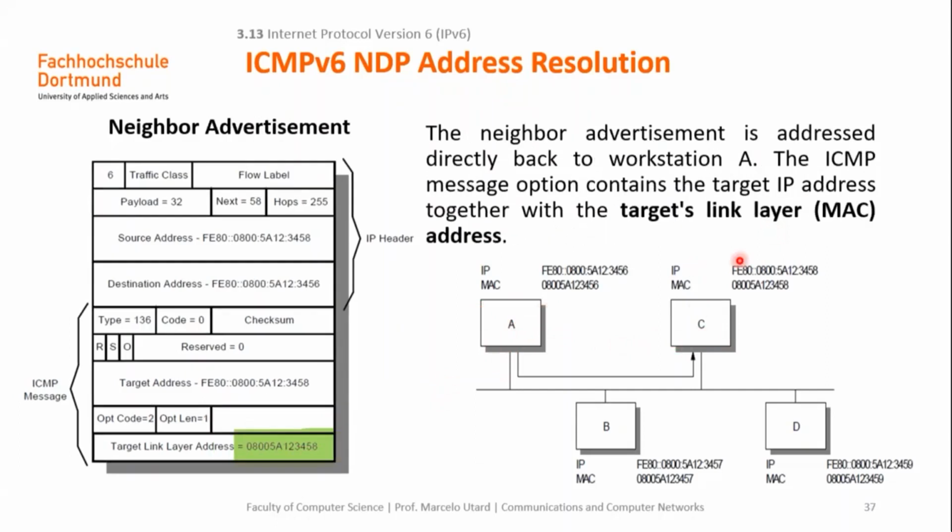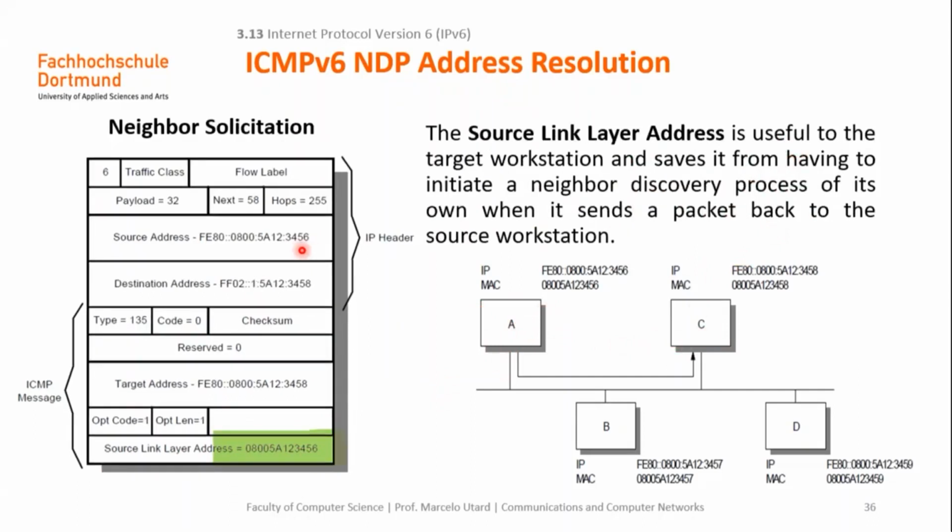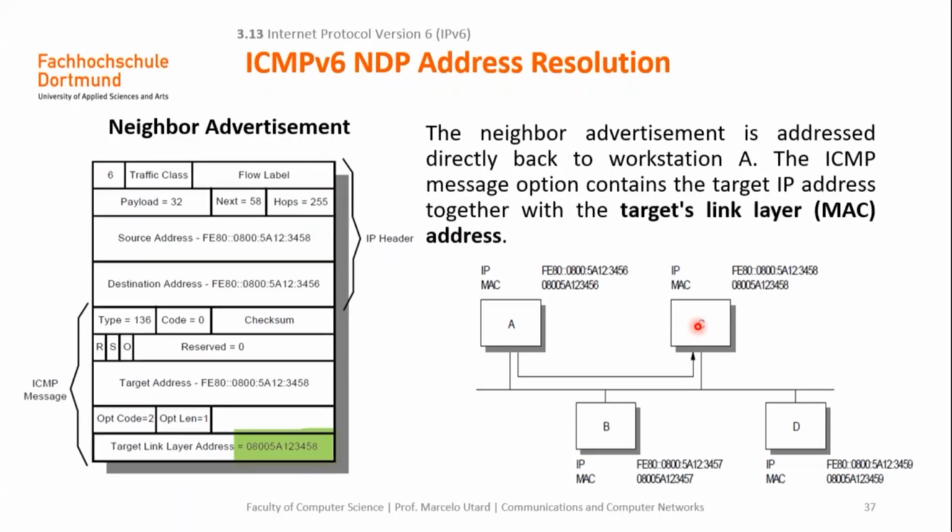Finally, the neighbor advertisement is addressed directly back. Then, when the host C receives the neighbor solicitation, the host C will send a neighbor advertisement to A. The neighbor advertisement is addressed directly back to the workstation A. This is the destination address of the IP version 6, that is this address.